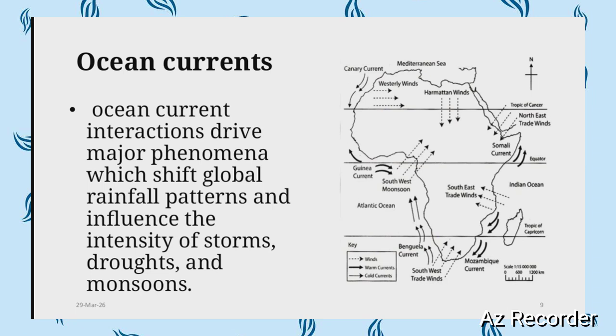Now, ocean currents, some of which are represented here. We have the Benguela currents, the Mozambique currents, and the Canary currents. The interactions of these currents drive major phenomena which shift global rainfall patterns and influence the intensity of storms, droughts, and monsoons.